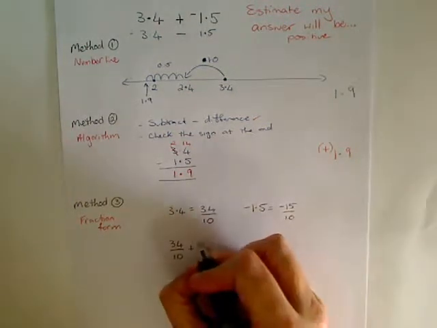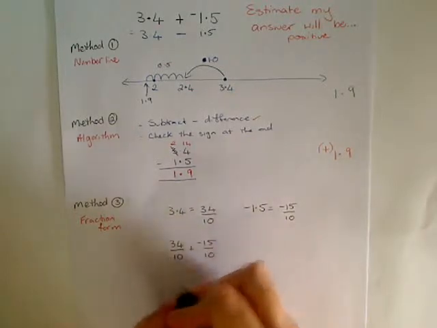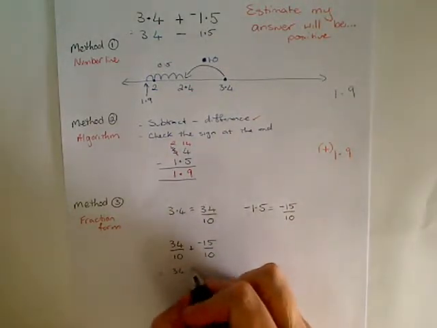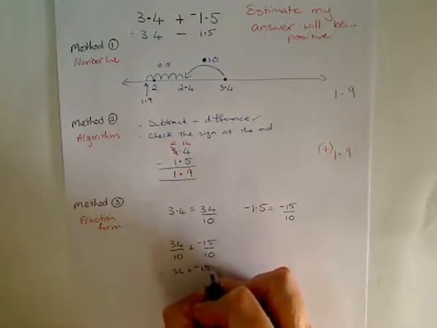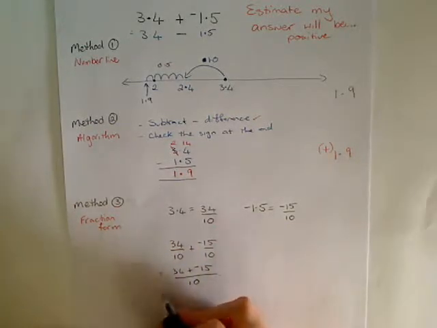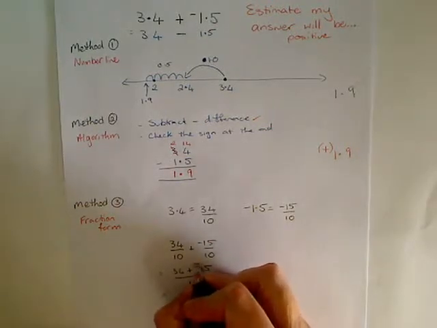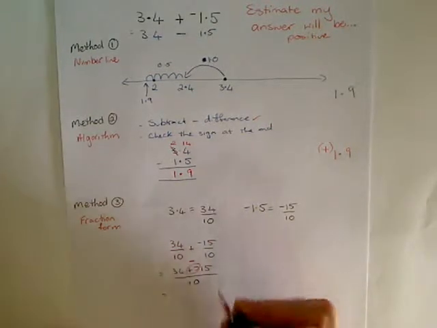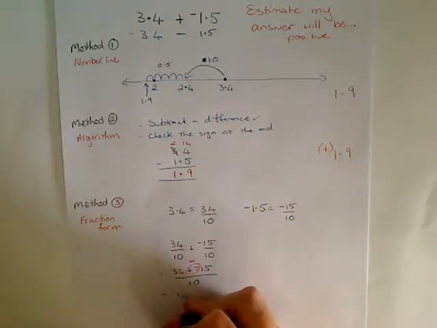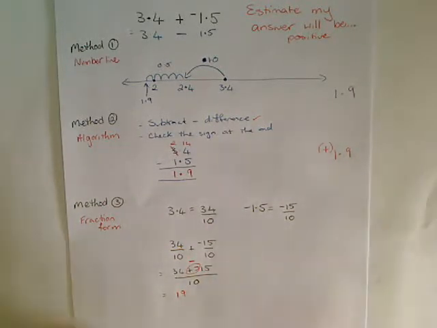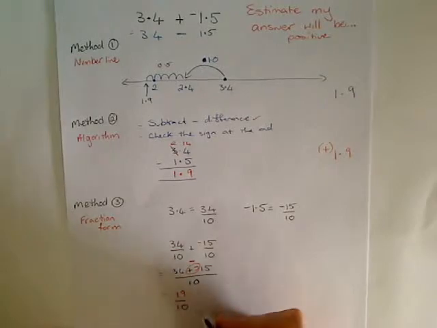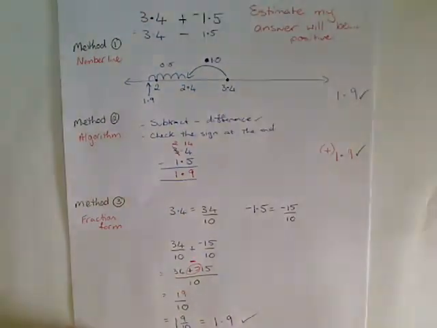34/10 plus negative 15/10 is equal to 34 plus a negative 15, and my denominators are the same. Again, I rethink of adding a negative number as subtraction. 34 take 15 is 19, and I'm still working with tenths. So my answer is 19/10, or 1 9/10, which is again 1.9. Looking good there.